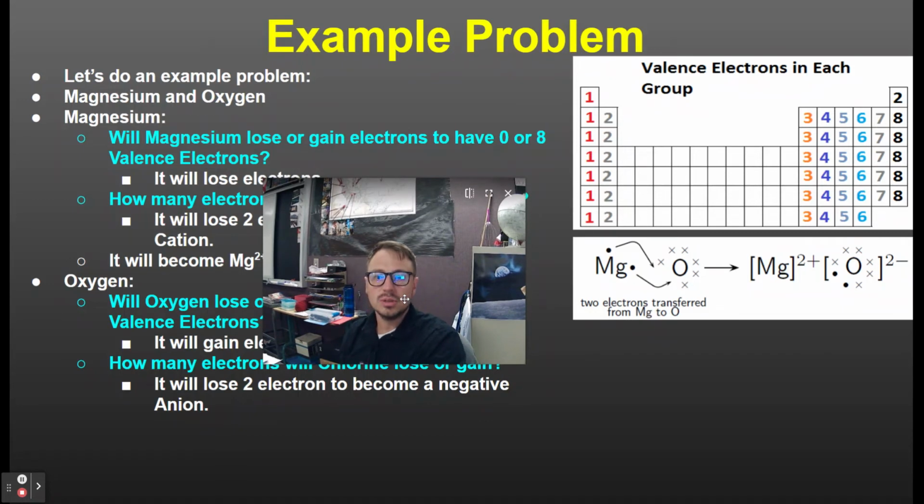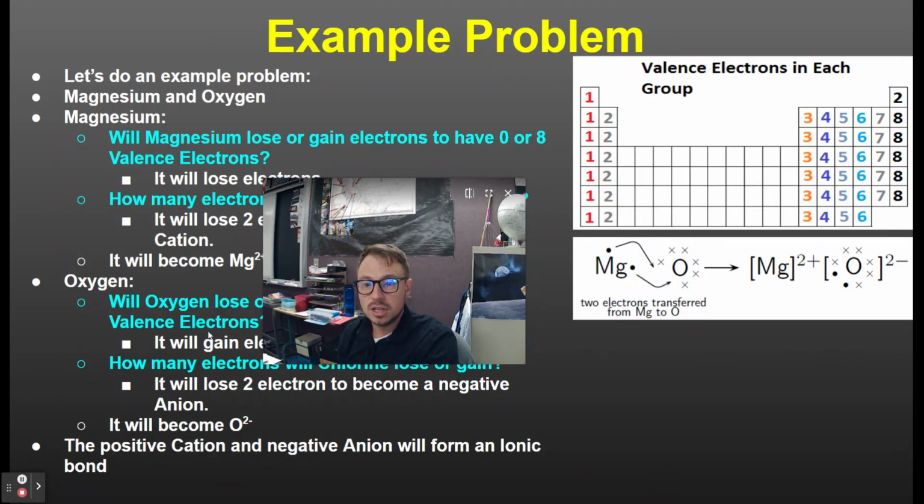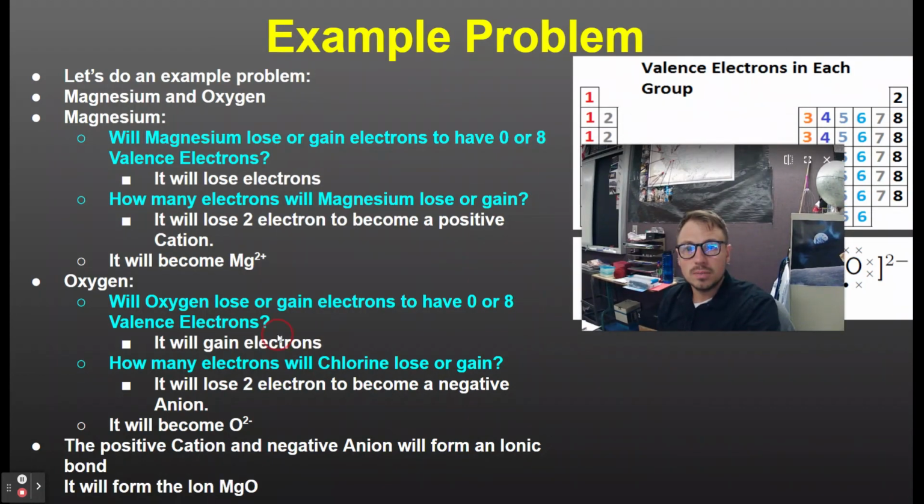It's going to gain 2 electrons to become a negative anion, with a 2 negative charge. So the positive cation and negative anion will form an ionic bond. So in this one, now I've got a positive 2 charge and a negative 2 charge. Well, they're going to form magnesium oxide. So I have one of each because I need that compound to be neutral. So you see magnesium oxide.